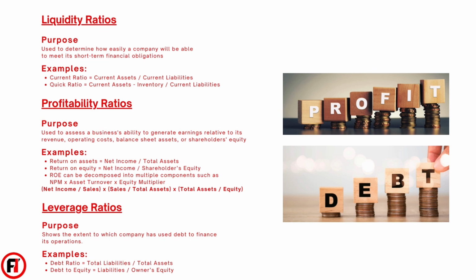Okay. All right, now for profitability ratios. These types of financial metrics look at a business's ability to generate earnings relative to other metrics such as revenue, operating costs, balance sheet assets, or shareholders' equity. So here are some examples of ratios down here. These ratios, by the way, there's a lot more out there, but these are some common ones that I have here.